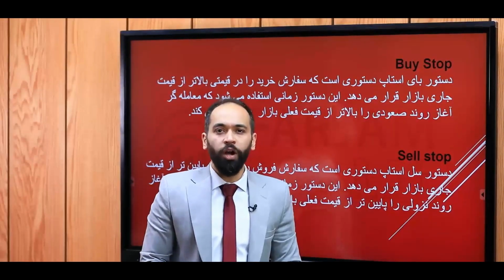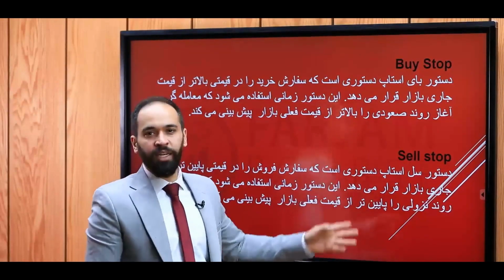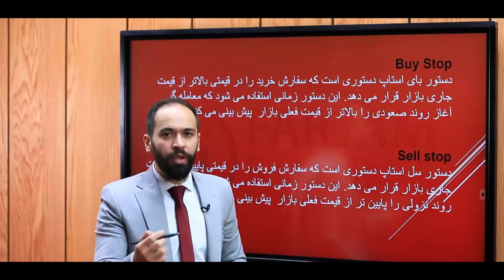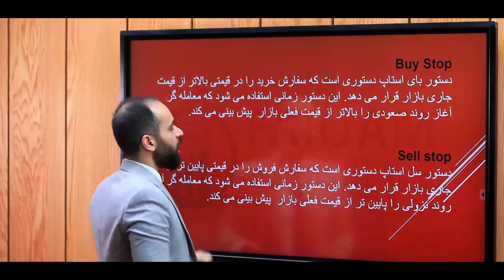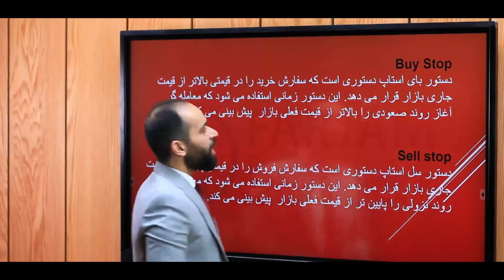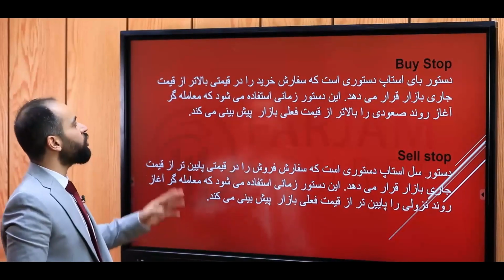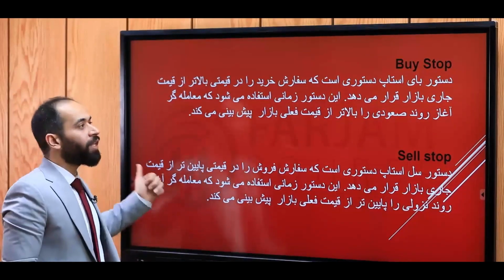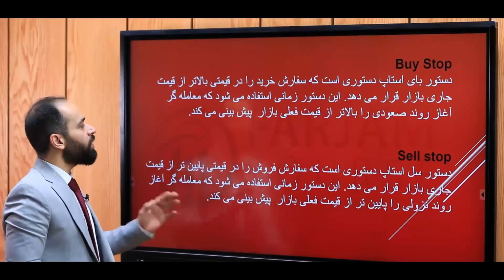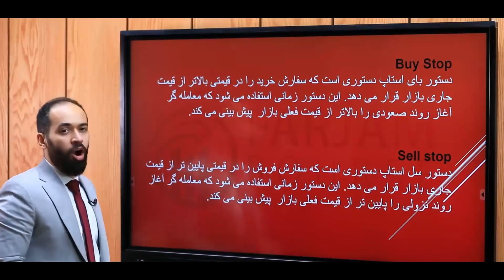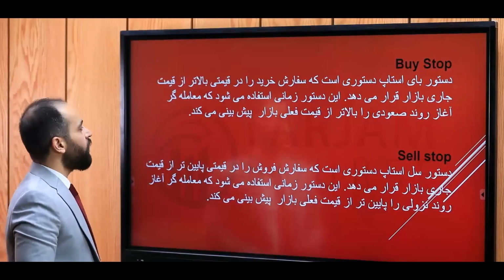What about pending orders that end with stop? Like buy stop and sell stop? We said stop means continuation. Let's see what this trick's definition is. A buy stop order is an order that places a purchase at a price higher than the current market price. This order is used when the trader predicts the start of an upward trend above the current market price.